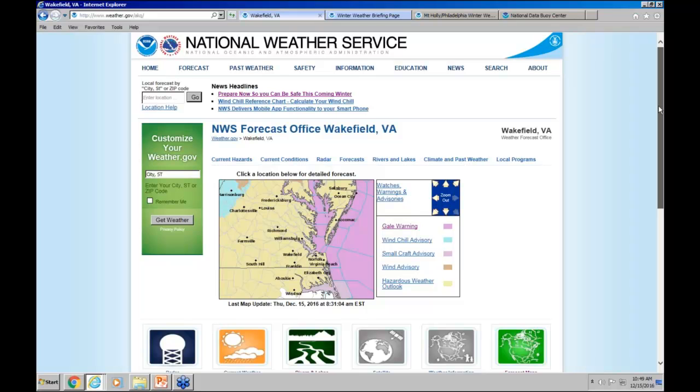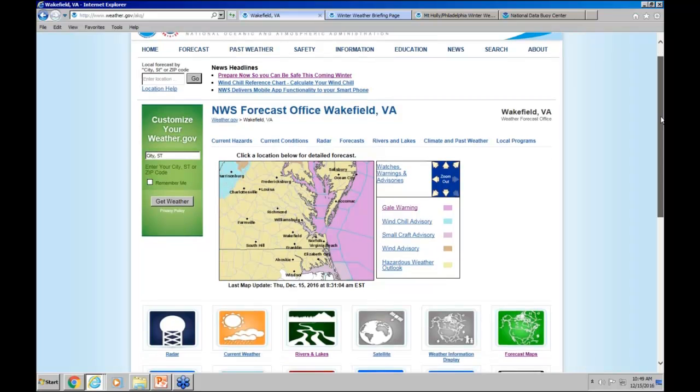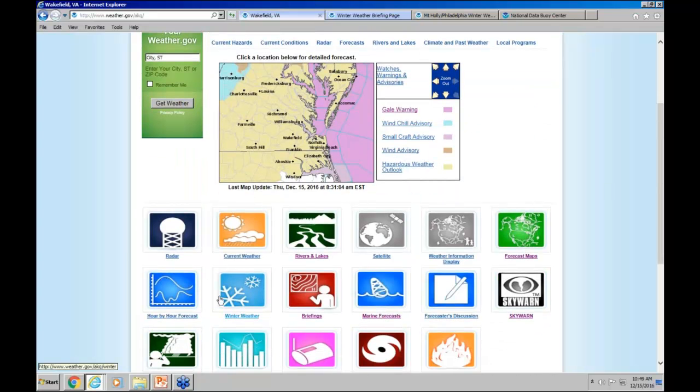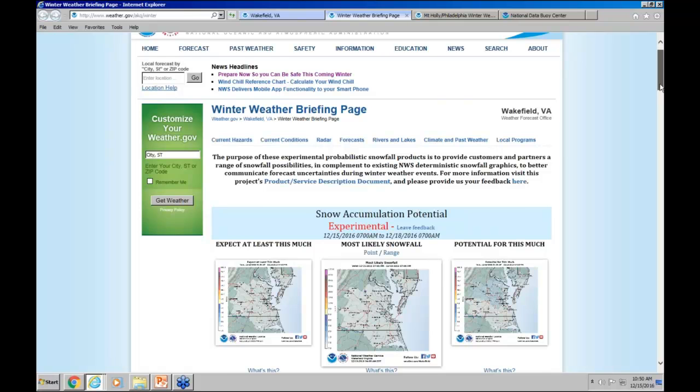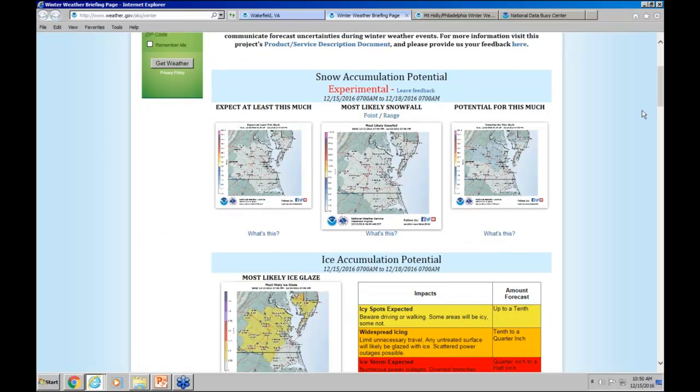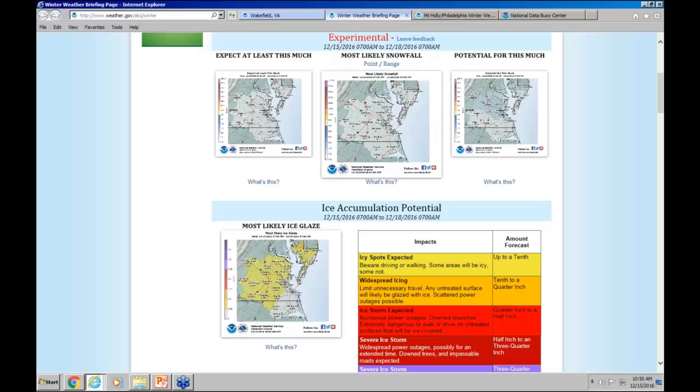all this same information. On the local Weather Service webpage, you can scroll down here, and you'll see a snowflake icon for winter weather. And when you click on winter weather, it'll take you to our probabilistic page. And this is what the actual website looks like. As you scroll down the page, you'll see where it says expect at least this much.